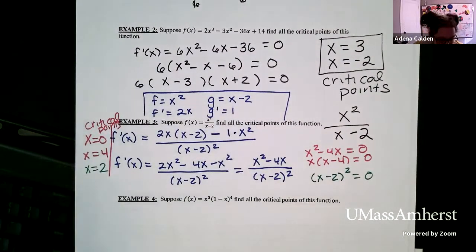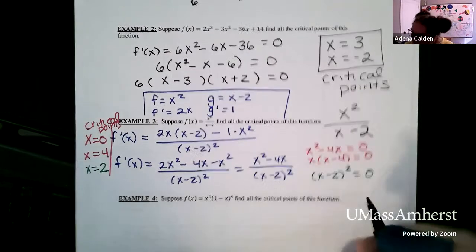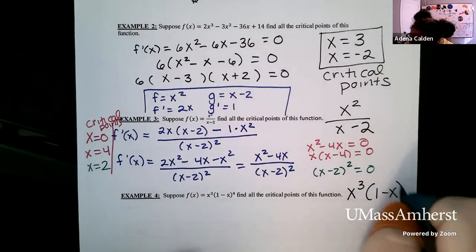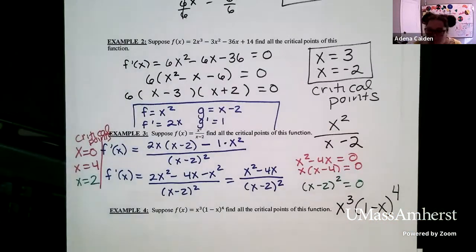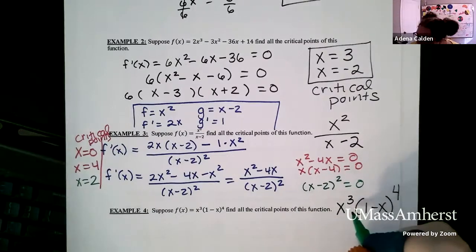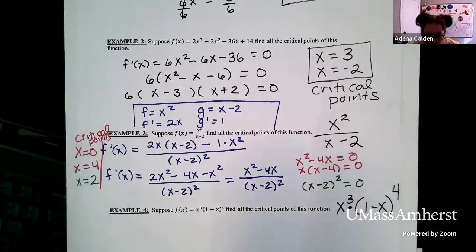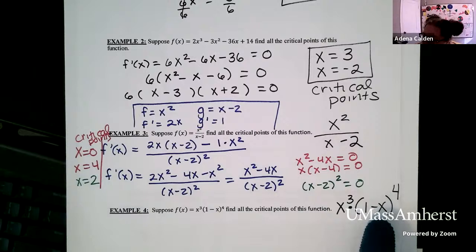Here we're talking about the function x cubed times (1 minus x to the 4th). I'll write that just a little bit bigger. We're trying to find the critical points of this function. The first thing I'll say is that we're going to use the product rule to start, because notice we have x cubed times (1 minus x to the 4th). When you do this product rule, I want you to notice that for the 1 minus x to the 4th term, you're going to have to do a chain rule.